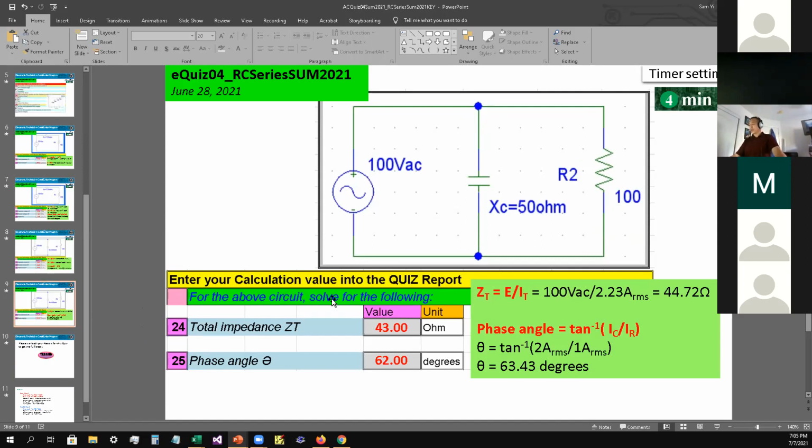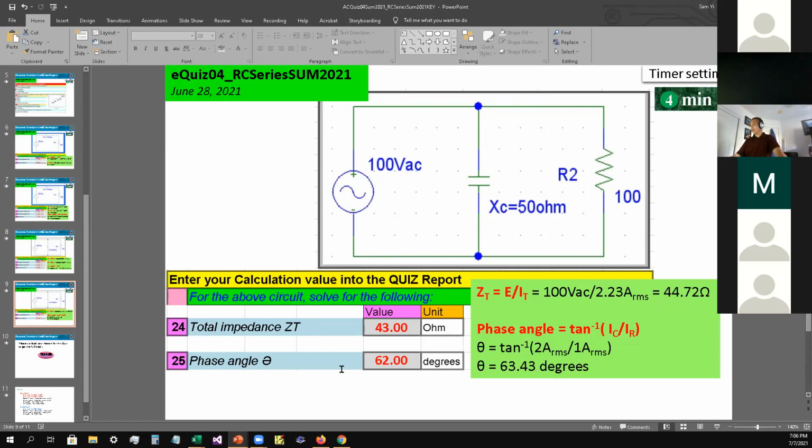For the above circuit, the total impedance ZT: this one is XC and this one is going to be 100 ohms. In this case, we're just going to use E divided by IT, and we got IT from the previous step, which was 2.23 amps RMS. And the E is 100 VAC. Dividing, you get 44.7372 ohms, and it looks like it was rounded to 43 ohms.